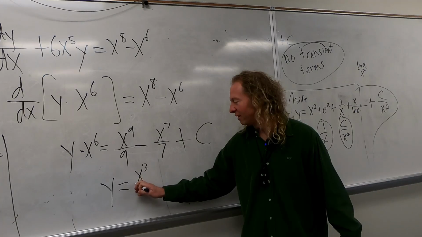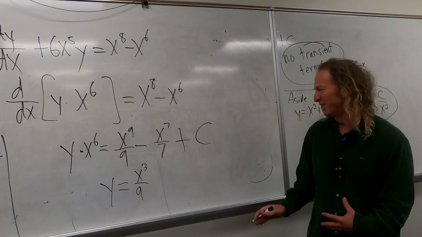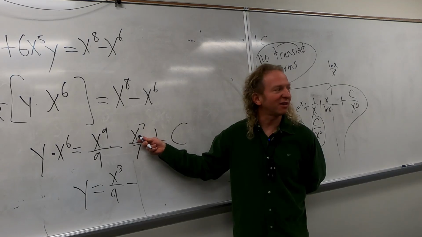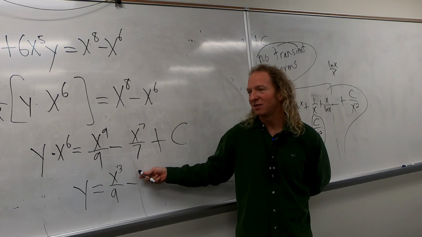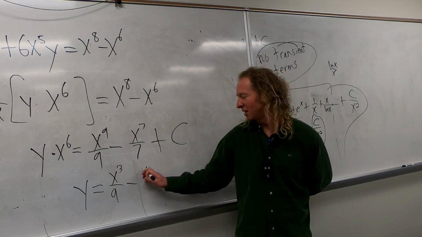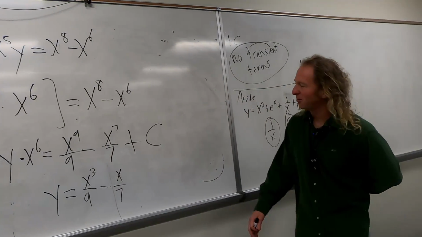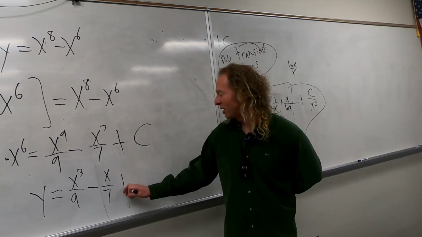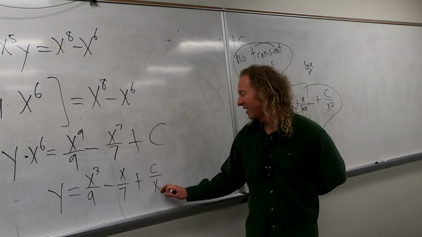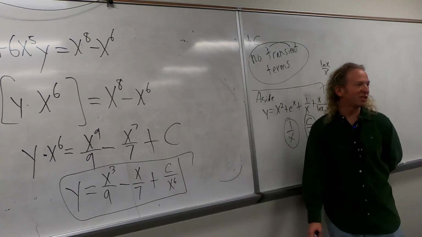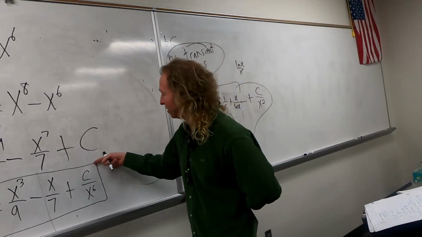It feels really uncomfortable because I didn't show the step. Minus, and then divide this by x to the 6th. X to the 7 over x to the 6th. Is that just x? Yeah, okay. I guess. And then plus c over x to the 6. That I can handle. So there we are. That's it. That's the general solution. That's the solution to the DE.